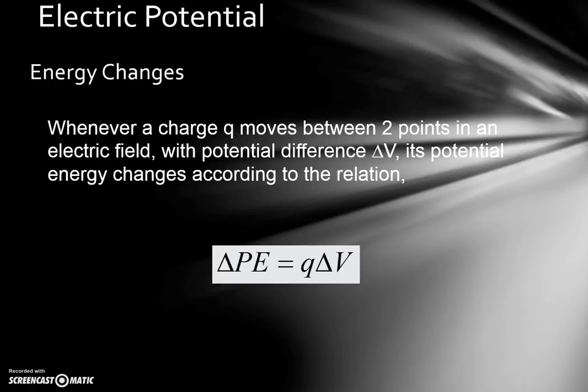Energy changes. So whenever a charge, we can call it Q, moves between 2 points in a field, its potential energy changes according to the relationship, the same as it was the last time. Instead of having work, it's going to have a change in potential energy. So however much work it does is going to relate to how much potential energy it has either lost or gained. So it's going to be the same formula. So the change in potential energy is the charge times the potential difference that it has in the position.